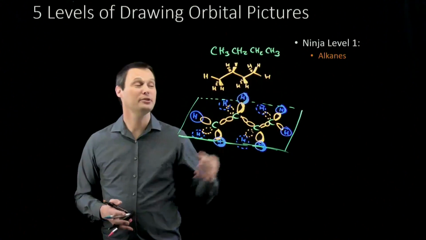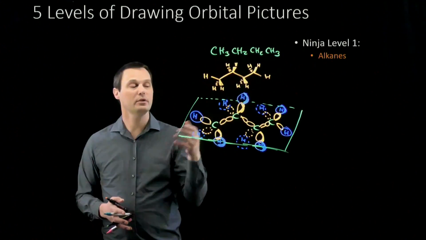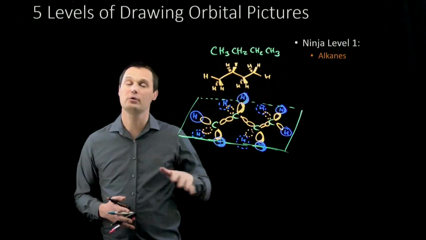This concludes the orbital picture for this molecule. For simple straight chain alkanes, we'll show the orbitals between the carbons, and we'll use the bolded or dashed orbitals to show orbitals that are sticking up above or below this perspective plane.